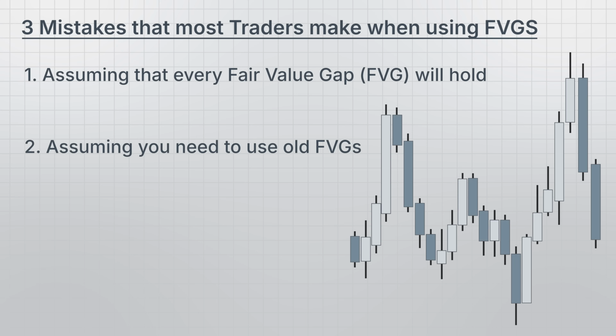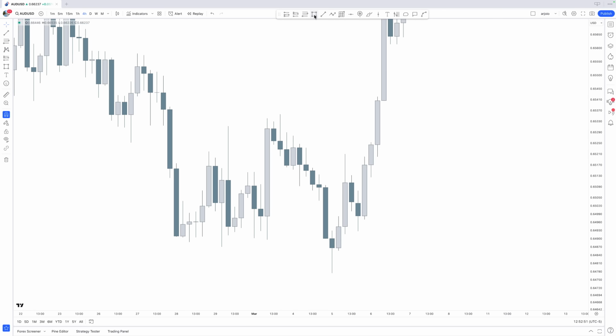Now, the second mistake that people make when using fair value gaps is assuming that you need to use old fair value gaps. No, you don't need to, and I'm going to show you what I mean. So what exactly are old fair value gaps? Old fair value gaps are fair value gaps that already have been traded back into. So for example, this fair value gap right there gets traded into very early right there. The same for this fair value gap and the fair value gap that we see after right there.